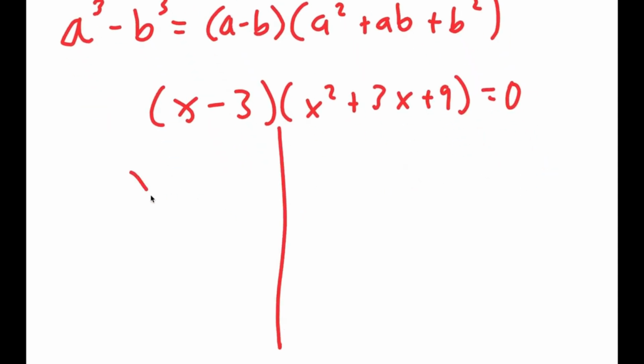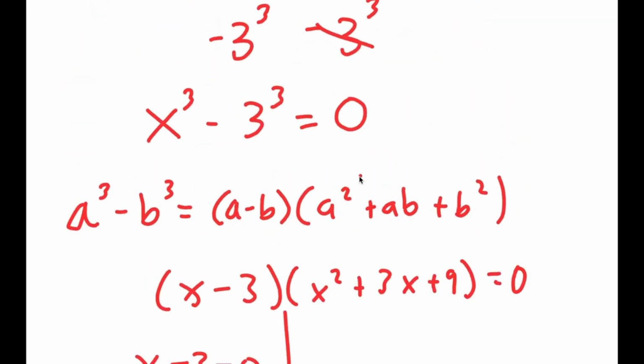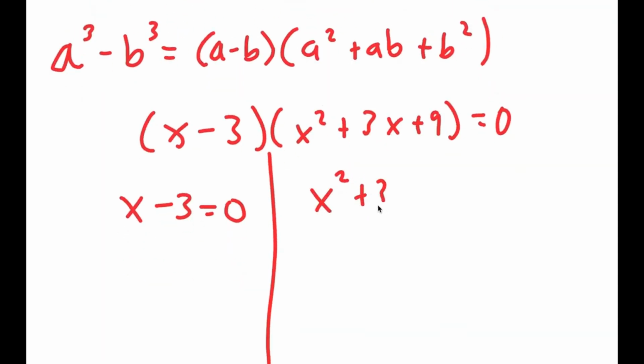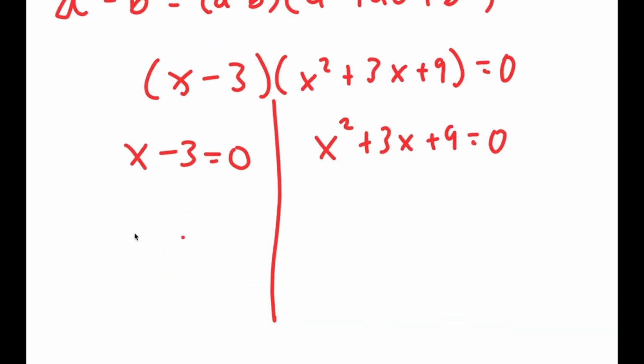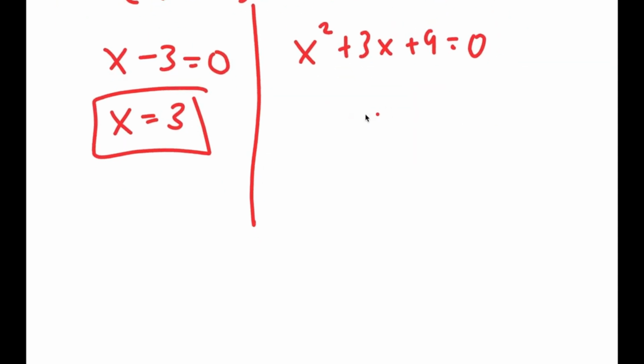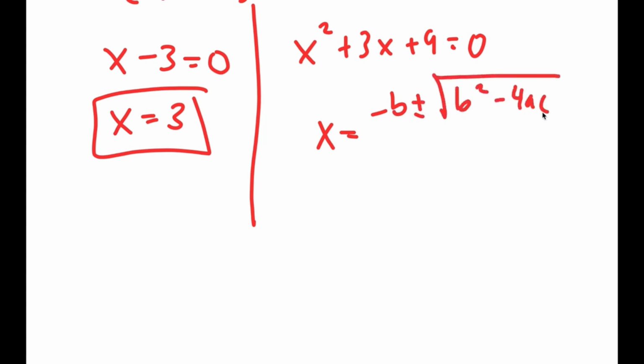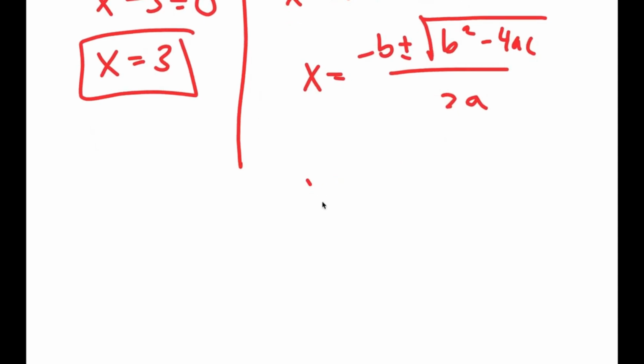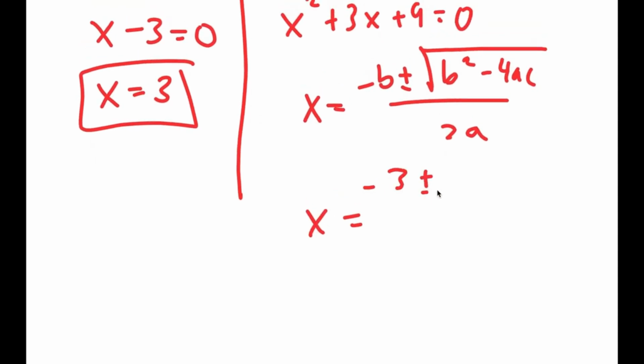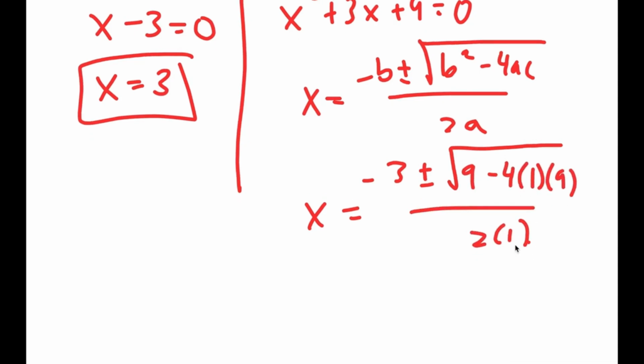So now from here I get two equations. I get x minus 3 equals 0 and x squared plus 3x plus 9 is equal to 0. So obviously for x minus 3 equals 0, x is equal to 3. So this is one solution. And now for x squared plus 3x plus 9 equals 0, I can use the quadratic formula, which is negative b plus or minus the square root of b squared minus 4ac all over 2a. So this turns into negative 3 plus or minus the square root of 3 squared, which is 9, minus 4 times a, which is 1, times c, which is 9, all over 2a, so 2 times 1.